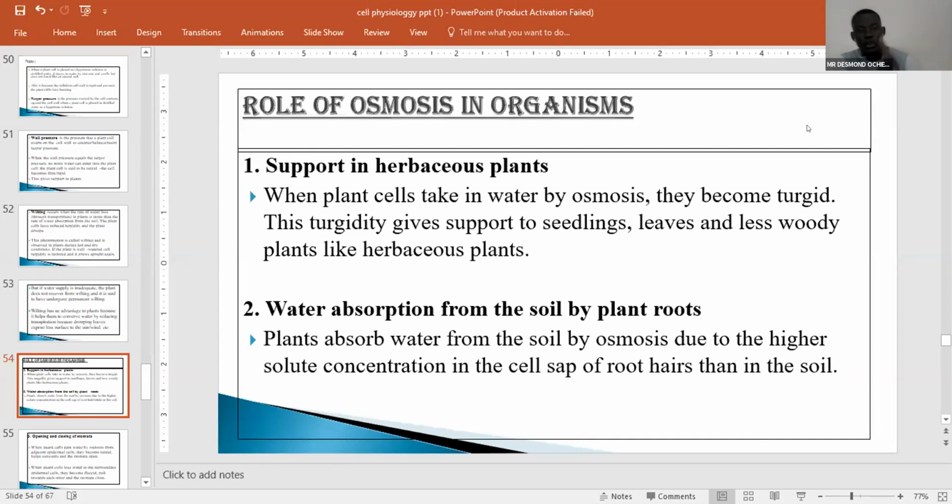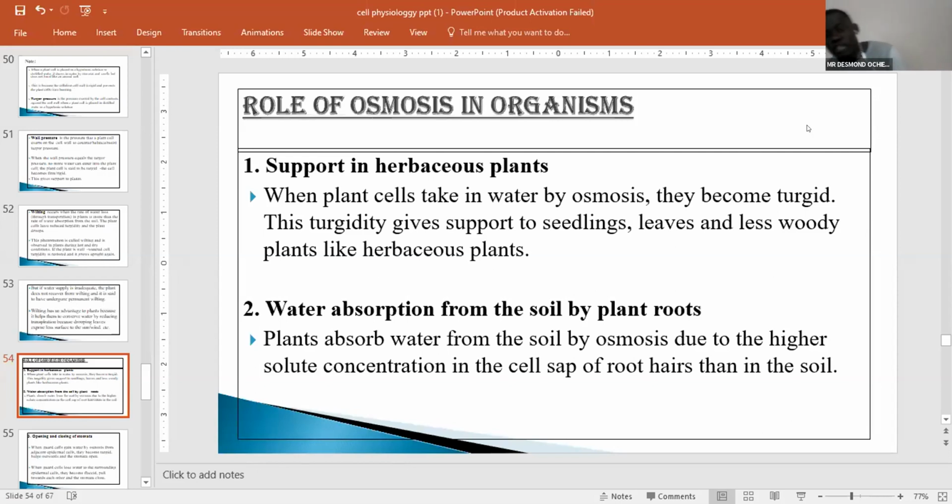Number two, water absorption from the soil by the plant roots. Now, if you look at the structure of the roots, we have those extensions which you call the root hairs. The root hairs are the ones which are usually useful when it comes to absorption of water from the soil with the help of osmosis.